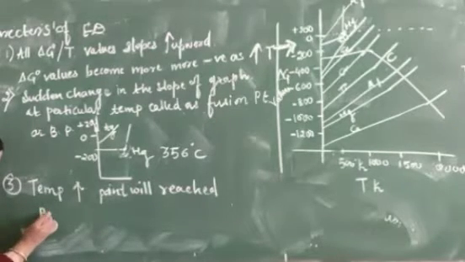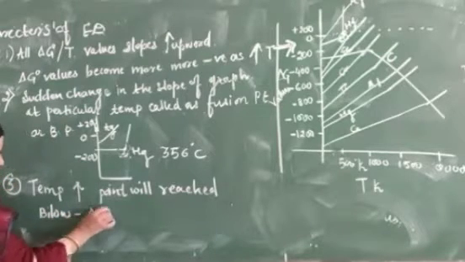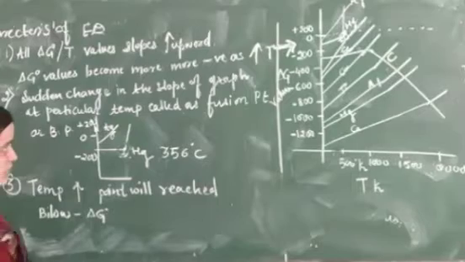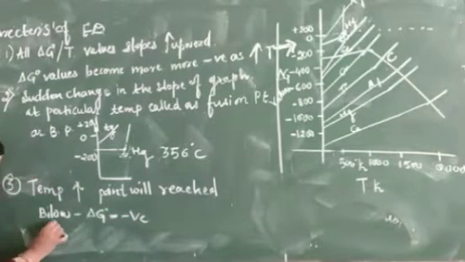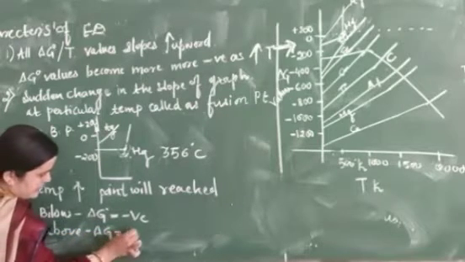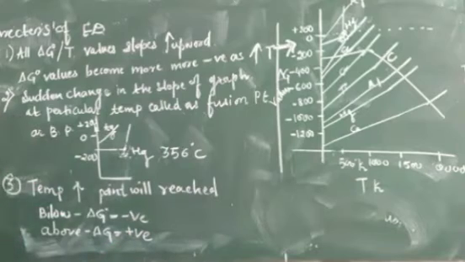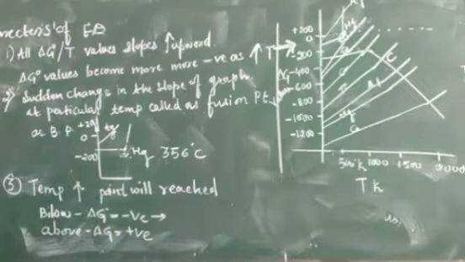Below that point, delta G naught values are negative in nature, and above that particular point, delta G values are positive in nature. And when delta G values are negative in nature, all metal oxides which are there are stable in nature.